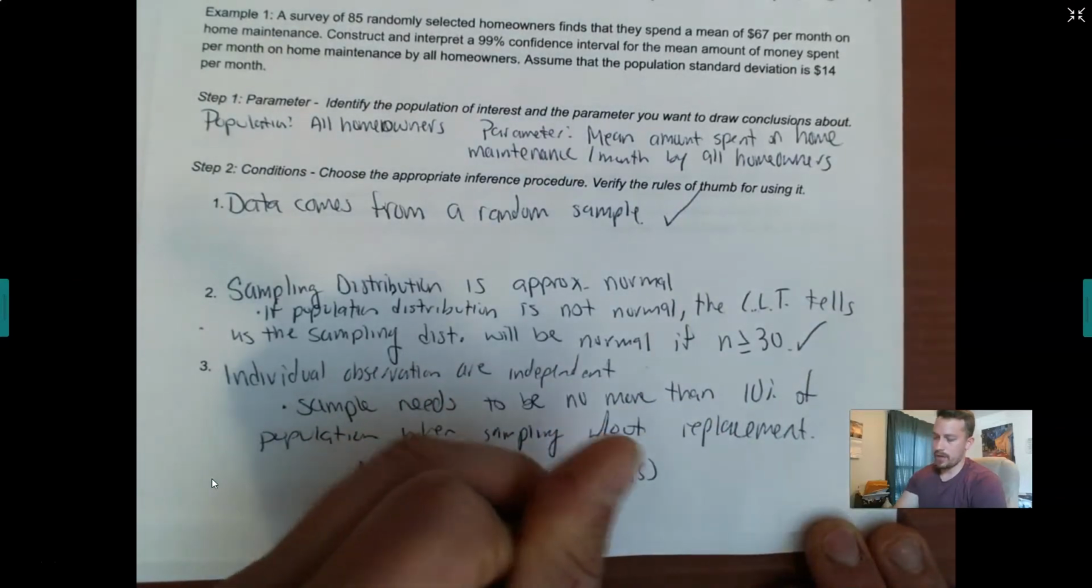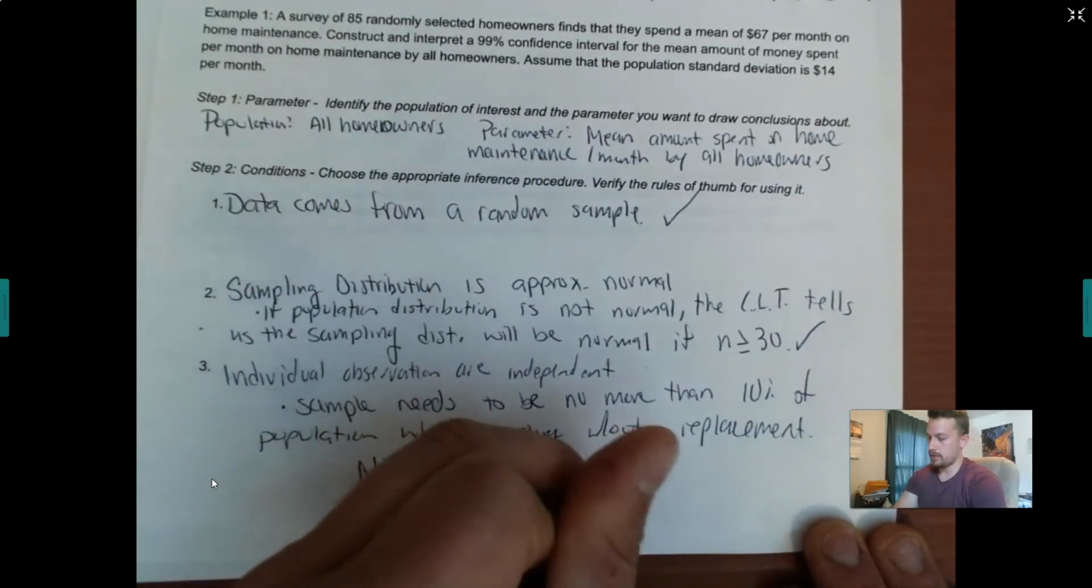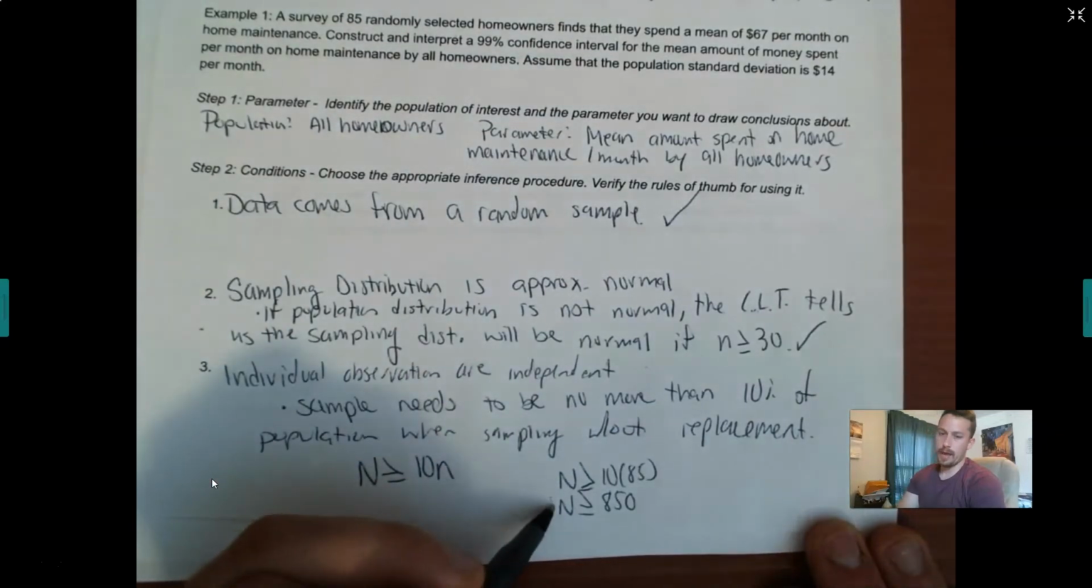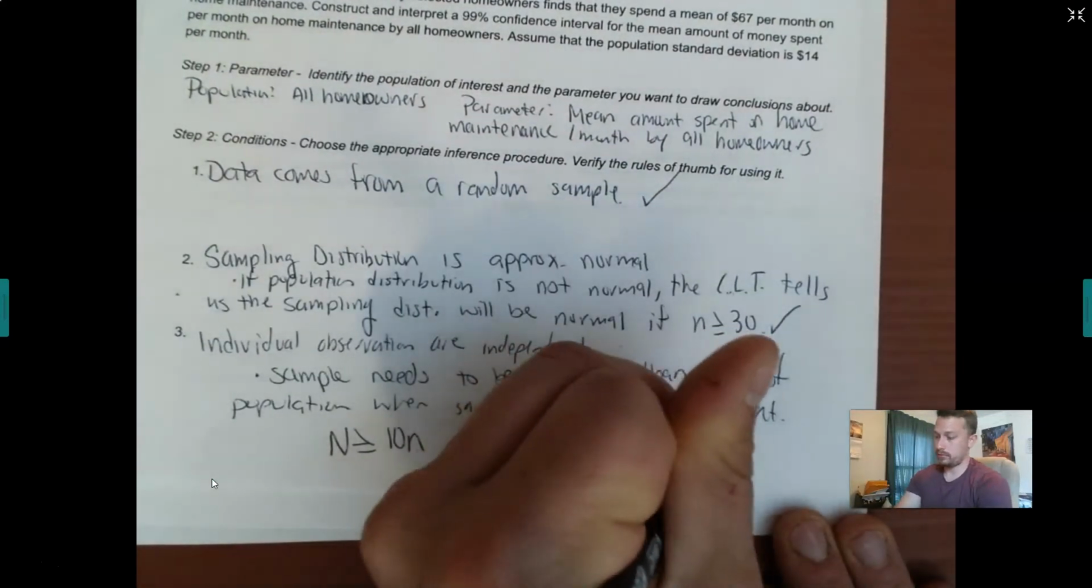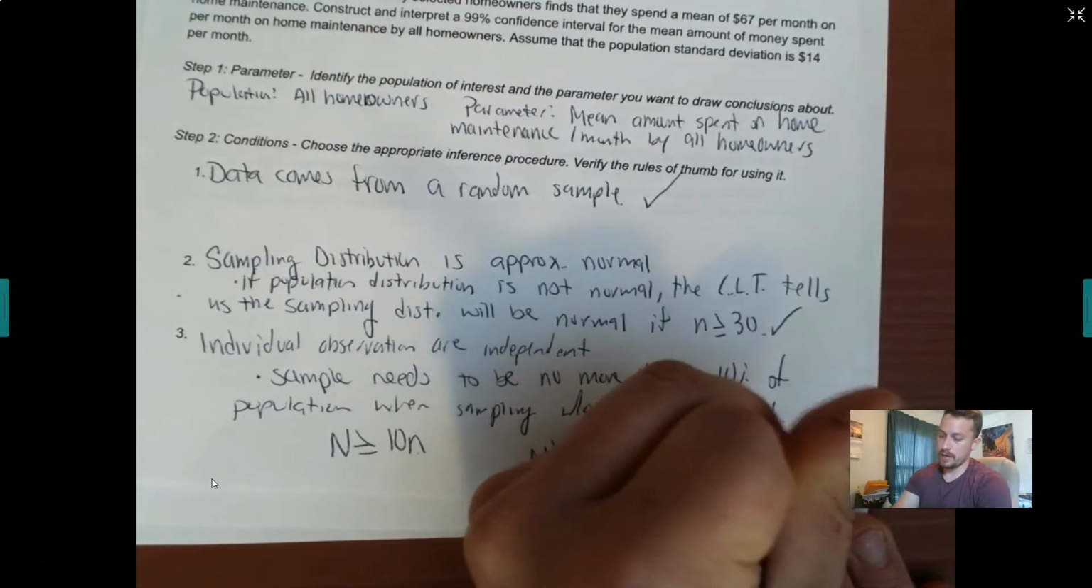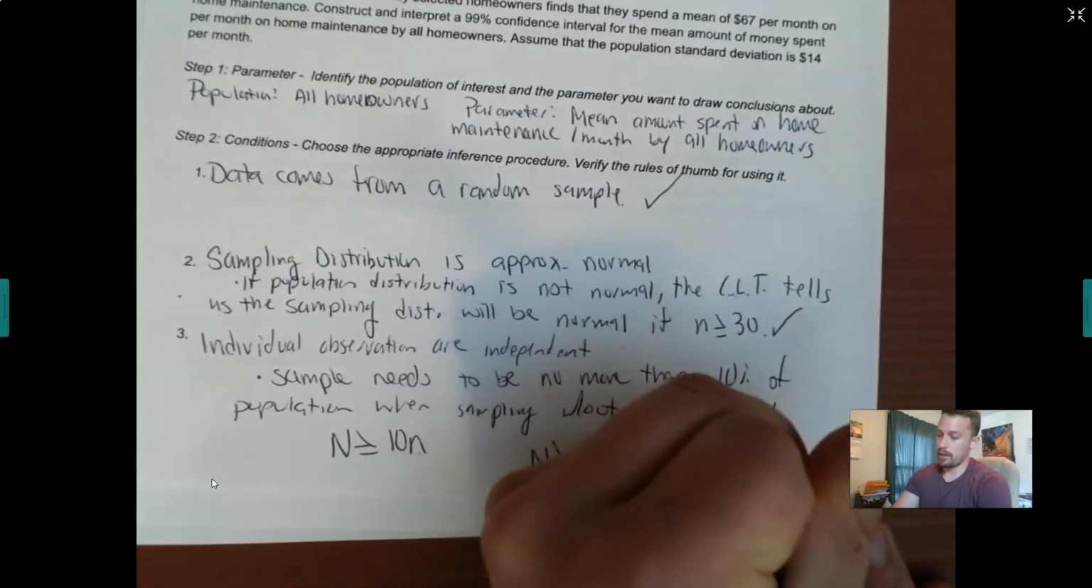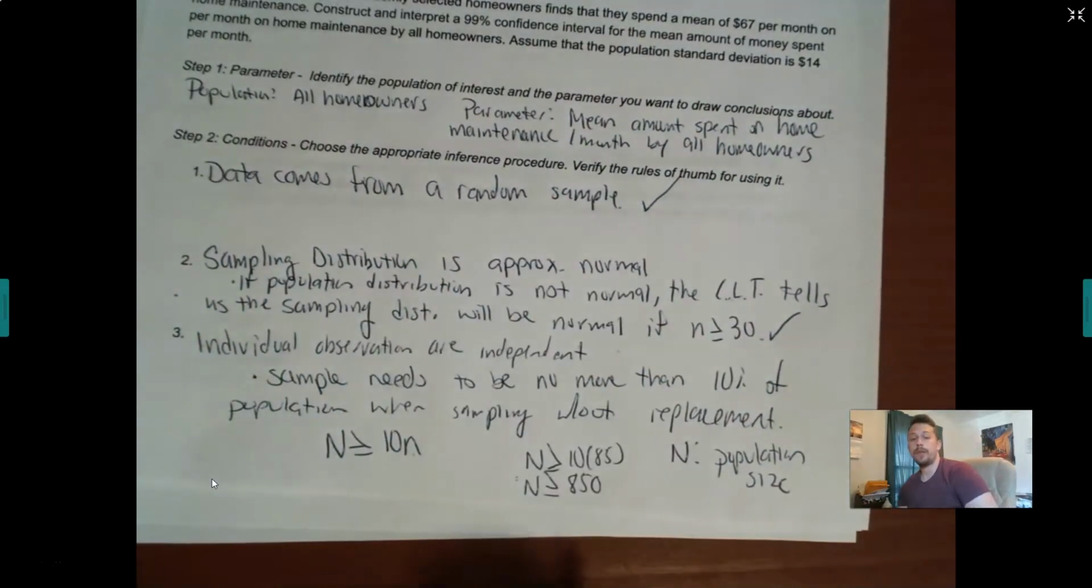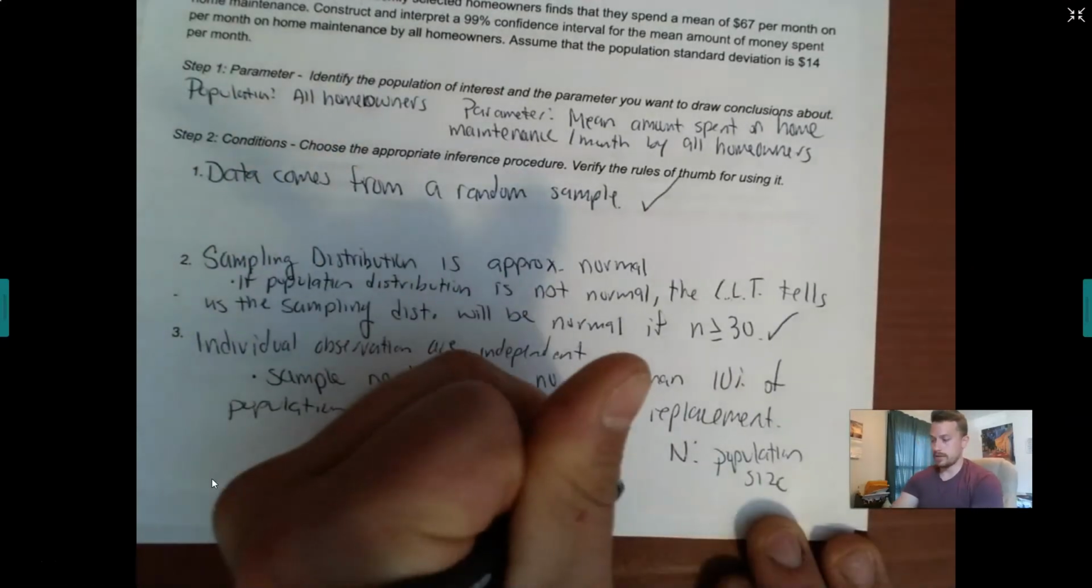Is capital N greater than or equal to 850? Now remember what capital N represents. That's population size. And our population here is all homeowners. So are there more than 850 homeowners in general? Any in the United States, in the world? Either way, yes, right? So this checks out as well.